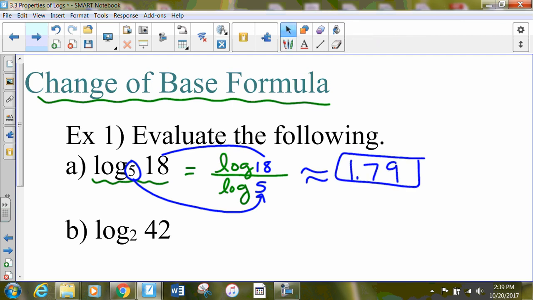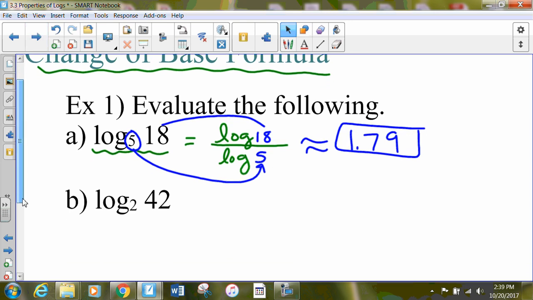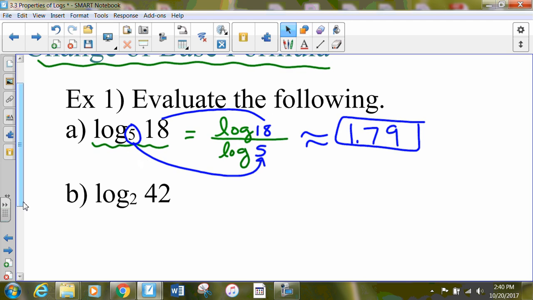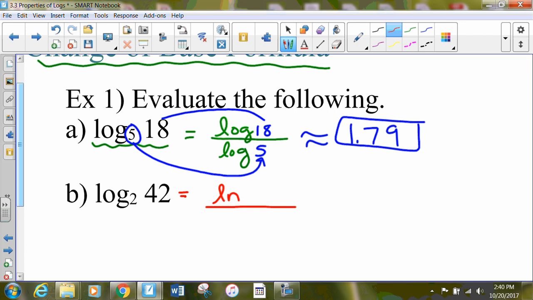So with this next one, we don't have a log base 2 button on our scientific calculator. And so instead of log, let's use the natural log button. We can use that as well. So we'll put natural log in the numerator, natural log in the denominator. The base of the log goes into the basement of the fraction, and then the other number goes here.